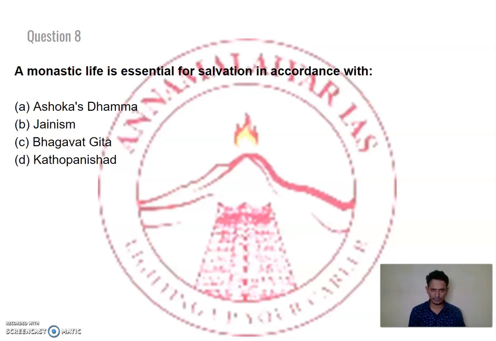A monastic life is essential for salvation in accordance with, right? So option A, Ashoka's Dhamma, B, Jainism, C, that is Bhagavad Gita, right? D, Kathopanishad, right? So that is, in order to get salvation, monastic life is needed. It was a belief in Jainism. So where they have to get minimum knowledge, that is Kaivalya. So in order to get that, they have to move out of their house and their daily routines. So this is the basic aspect with respect to Jainism. They usually move to forest and they study their religious literature over a period of time and gain knowledge, right? So let's move on to the next one.